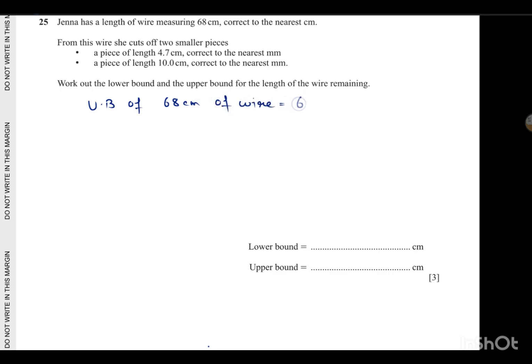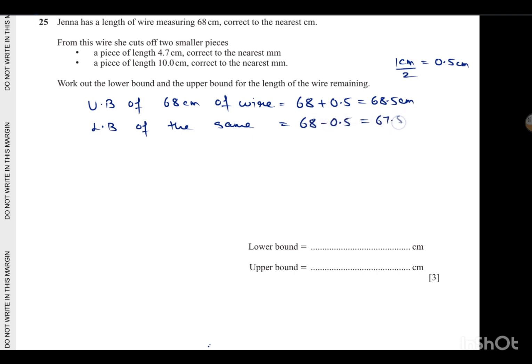So the upper bound of the 68 centimeter wire is equal to 68 plus, it is to the nearest centimeter, so 1 centimeter divided by 2 will be 0.5 centimeters. So 68 plus 0.5 will be 68.5 centimeters. This is the upper bound. Then the lower bound of the same will be subtracting 0.5 from 68, you get 67.5 centimeters.